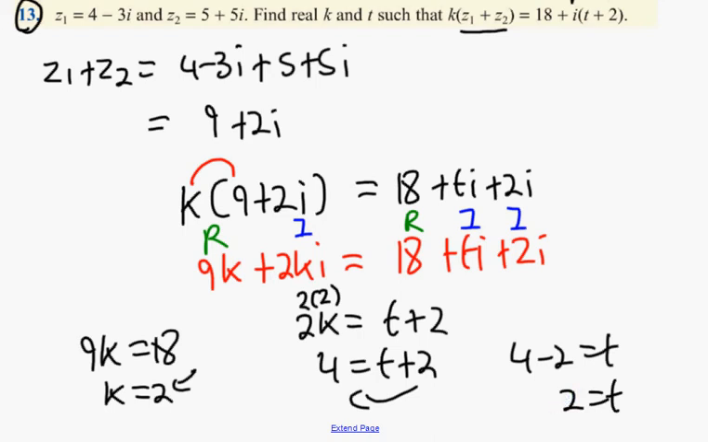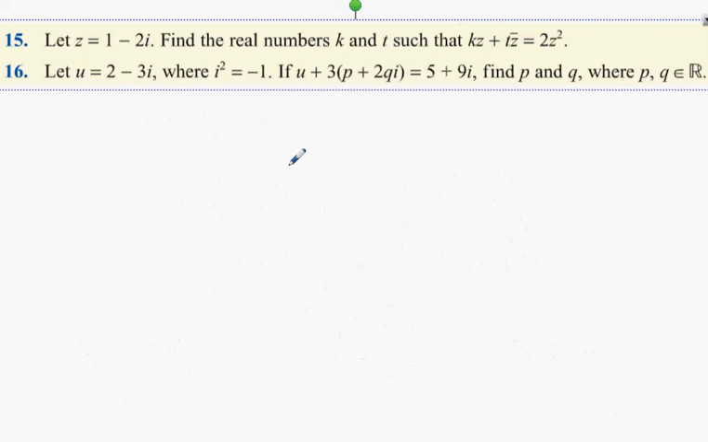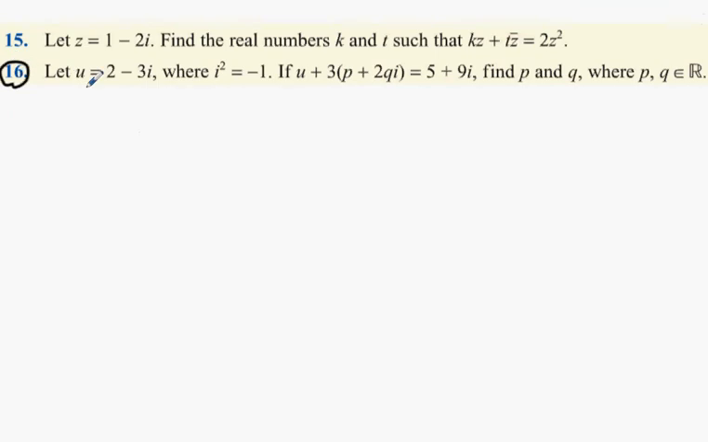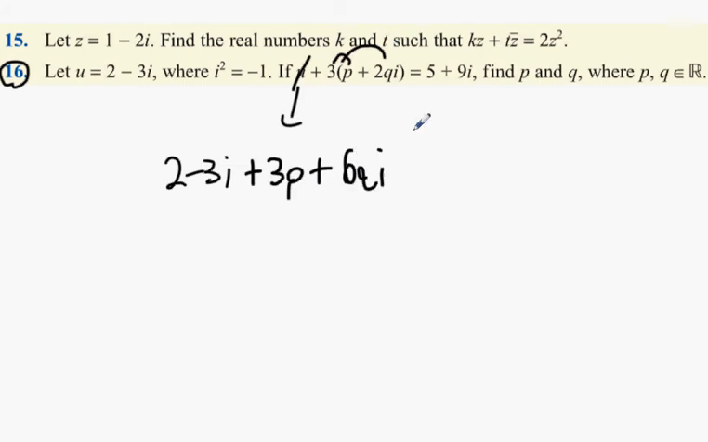But when the question changes to that, it tends to put a lot of people off. Guys, look at this one as an example. Question 16. We get u. It wants you to put in what u is. So 2 minus 3i instead of u. Then it wants me to multiply this out. So I'm going to get 2 plus 3p plus 3 times 2q, 6qi equals 5 plus 9i.